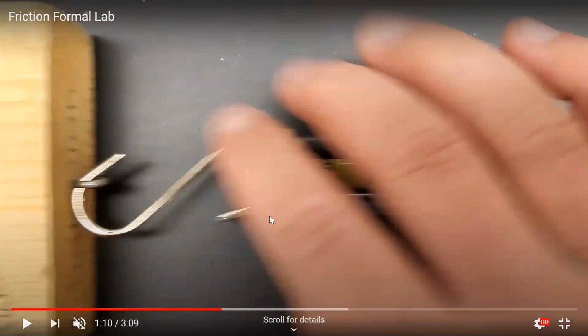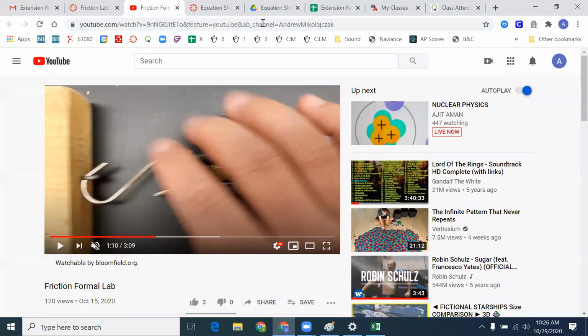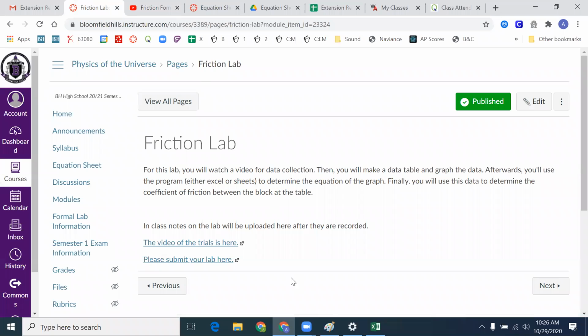It's going to go through 9 more trials after this, which you are free to check out on your own. You'll have 10 data points total.